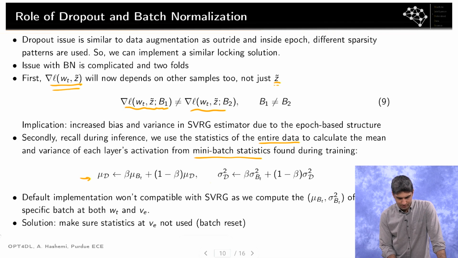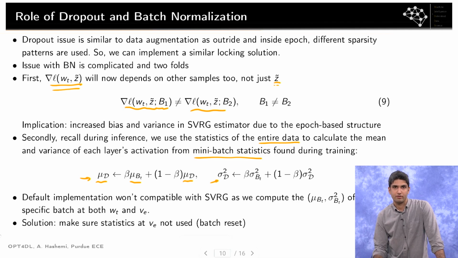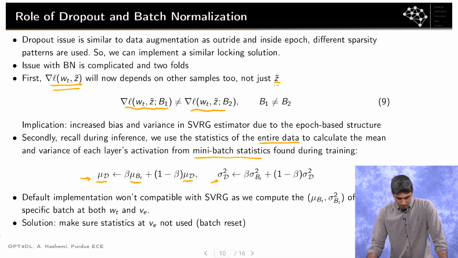And it is a standard practice to use something like exponential moving average, meaning that your next estimator of, for instance, the mean of activations according to the entire data is some parameter beta times the mean of the current mini batch plus 1 minus beta times your previous estimate. Okay, and a similar estimator can be used for the variance. Okay, so the idea is that when you want to do this with SVRG, the default implementation in deep learning packages is not going to be compatible.